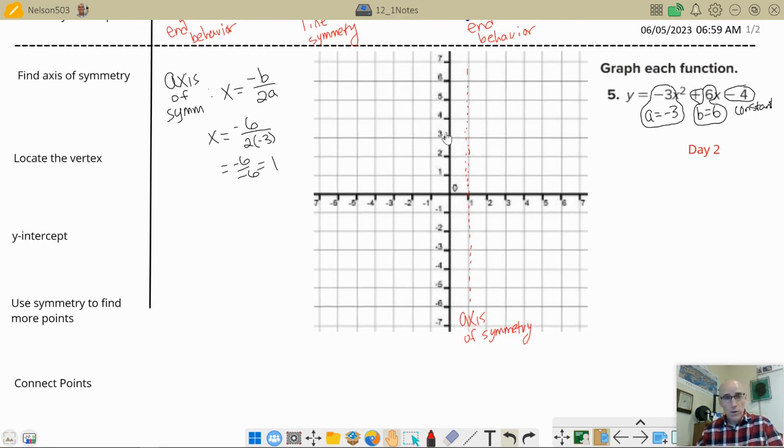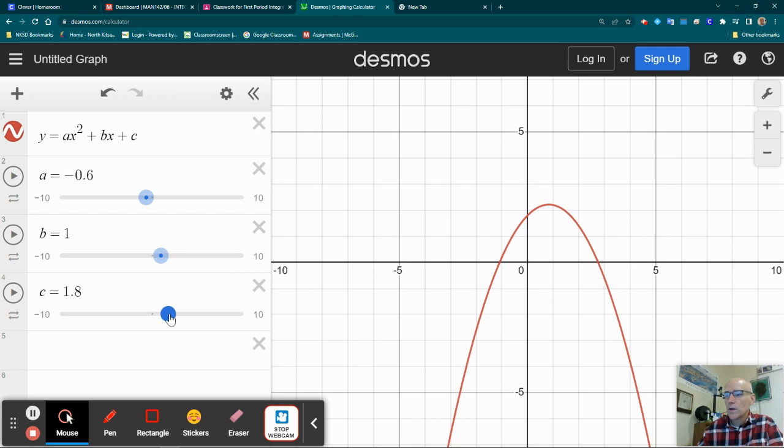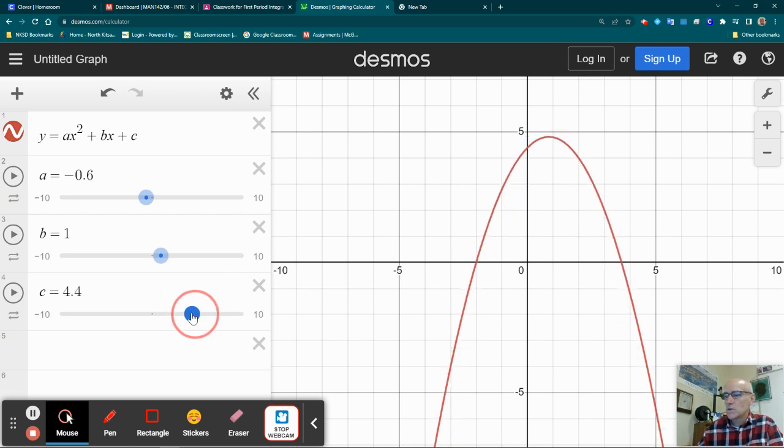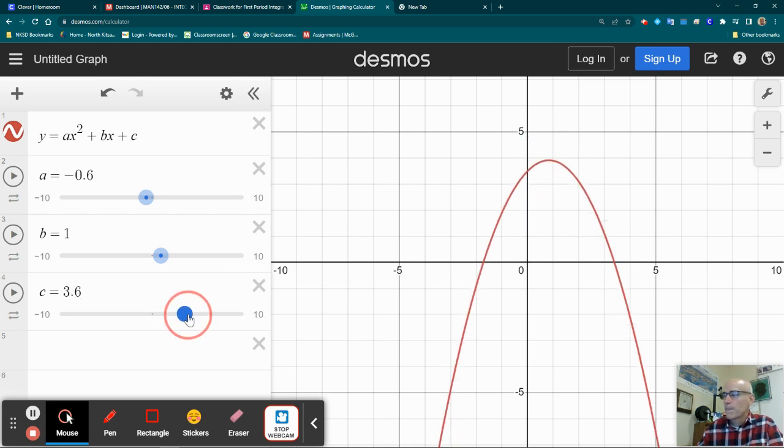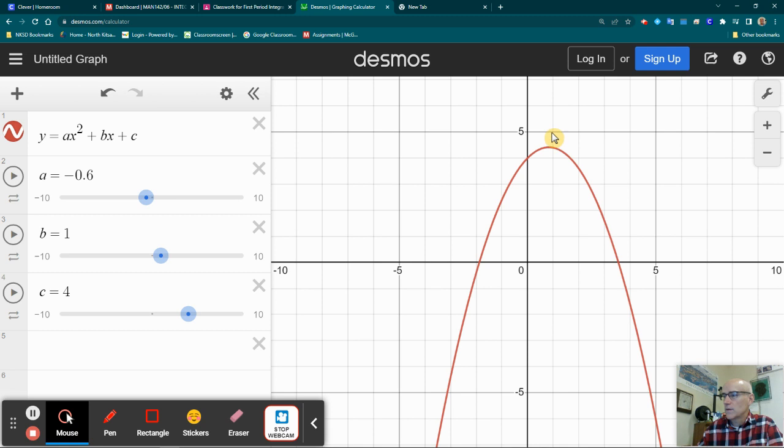But let's not lose track of our main focus. Notice how the formula doesn't have a c value in it, because the axis of symmetry is completely independent of what the c value is. The c value just moves the parabola up or down. So the axis of symmetry is going to stay in that same spot. It's all dependent upon the a and the b value.